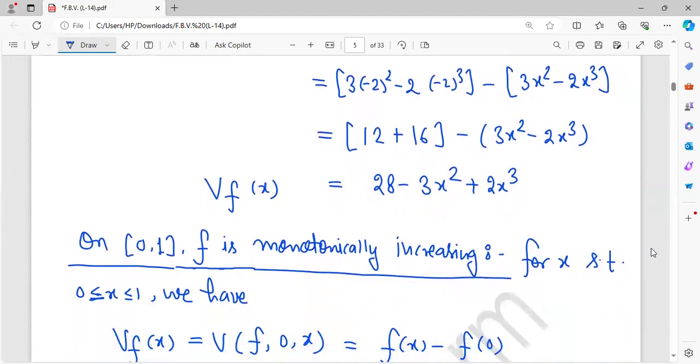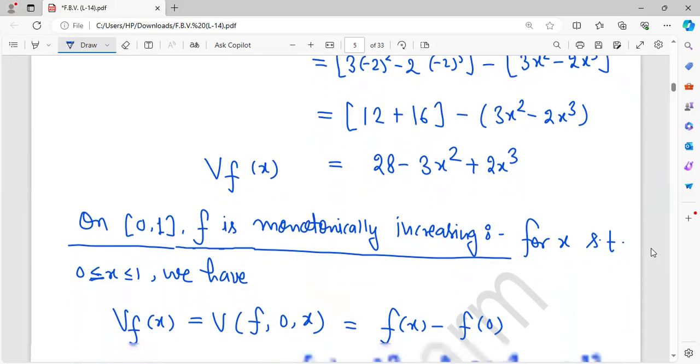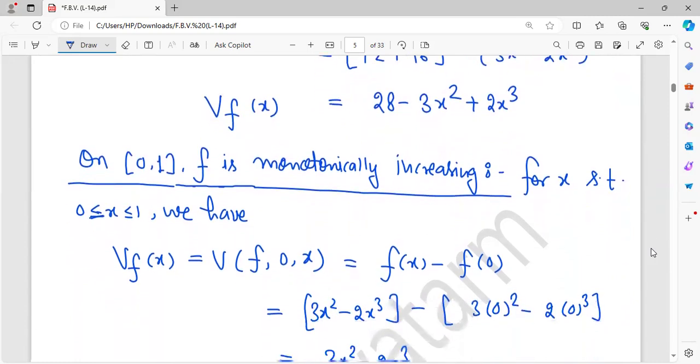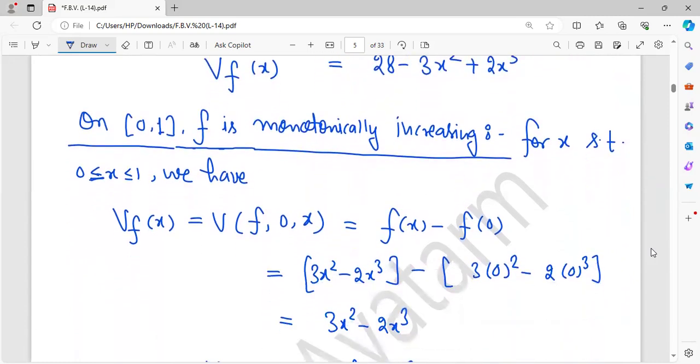And then f is monotonically increasing for x in this range. So fx minus f0, 3x square.